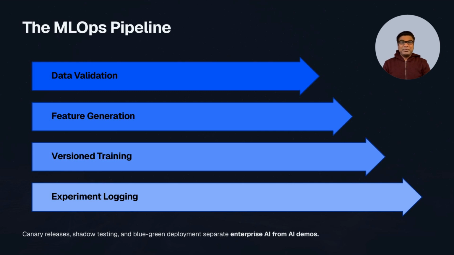Deployment pipelines push models into staging and production, often using canary releases, shadow testing, or blue-green deployment. In production, observability systems track prediction quality, drift, resource usage, and failures. If issues appear, teams can roll back or retrain. This operational discipline is what separates enterprise AI from AI demos.